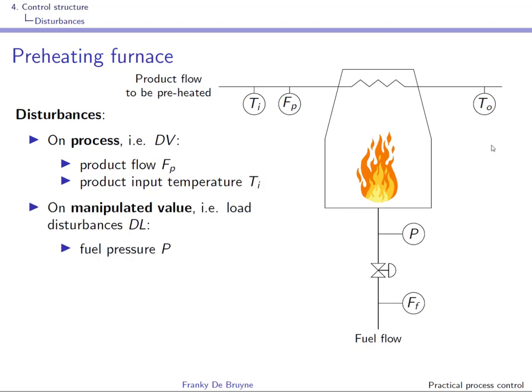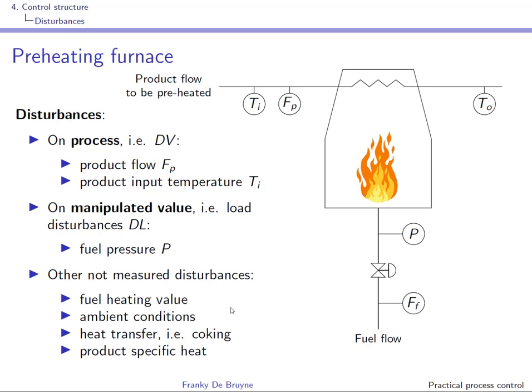There is also a load disturbance that is acting at the input of the process on the manipulated value. Well, it's the fuel pressure. If there are fuel pressure variations, they will indirectly cause fuel flow variations, and these fuel flow variations will cause variations in the heating energy that is produced inside the furnace, and this will of course cause variations in the output temperature. There are other disturbances, but their influence is difficult to measure. For instance, the fuel heating value.